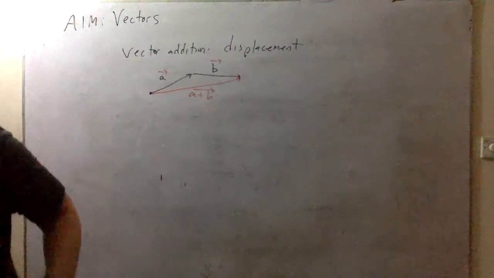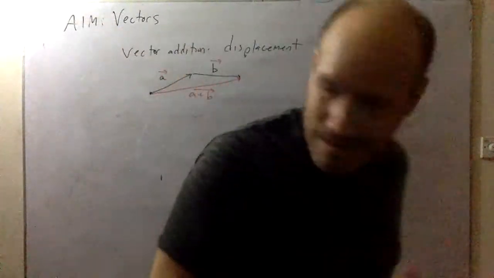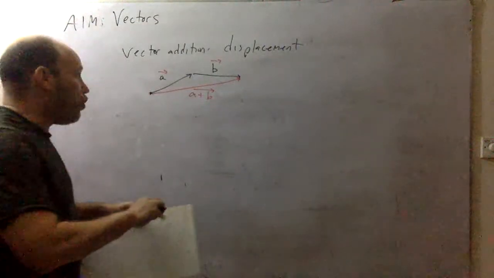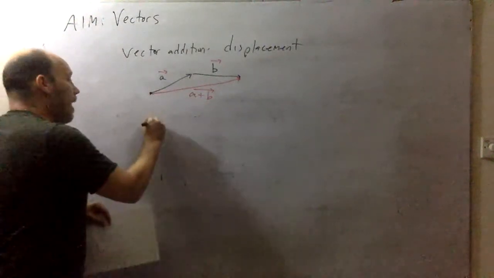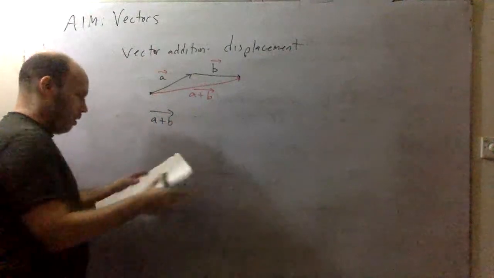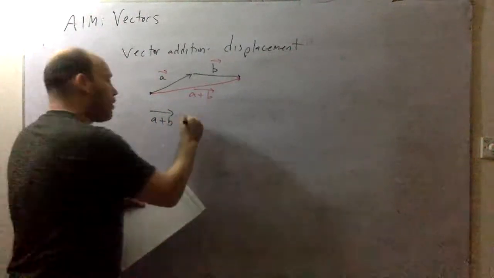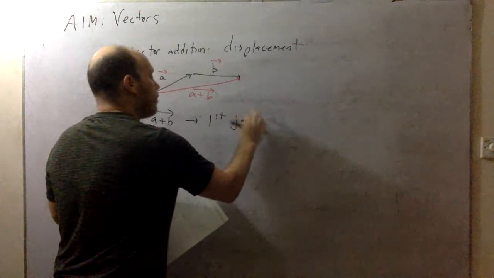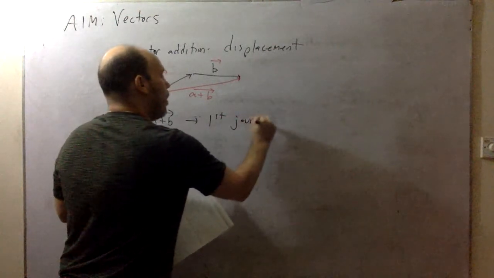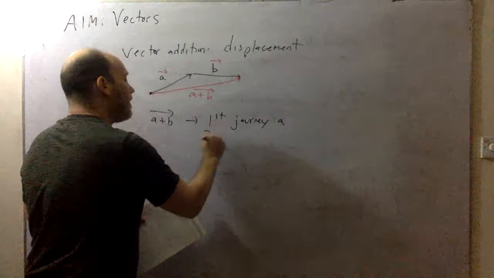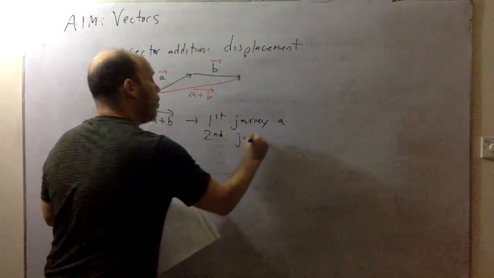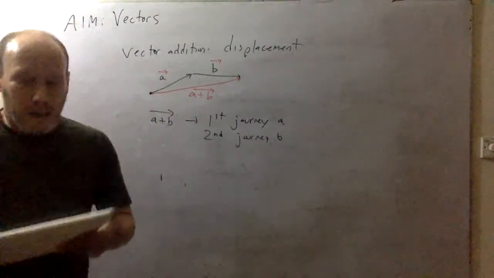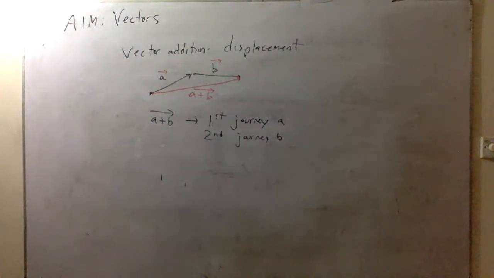Once again, I'm really excited about this unit. When you see A plus B, immediately you say, okay, the first journey is A, and then the second journey is B. So let's take a look at example 3.